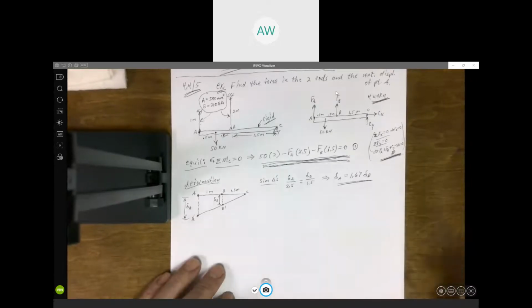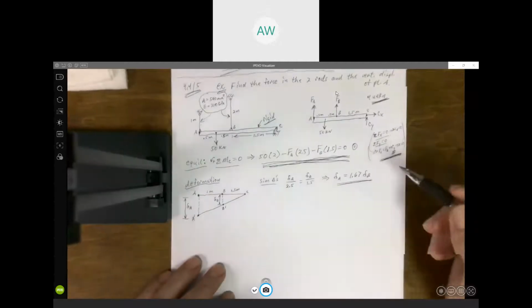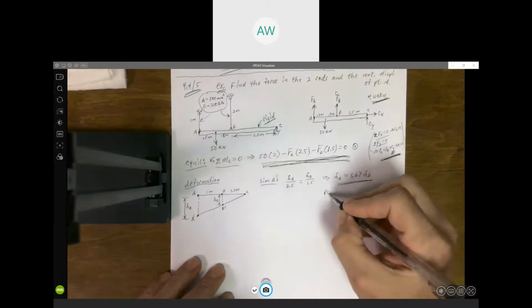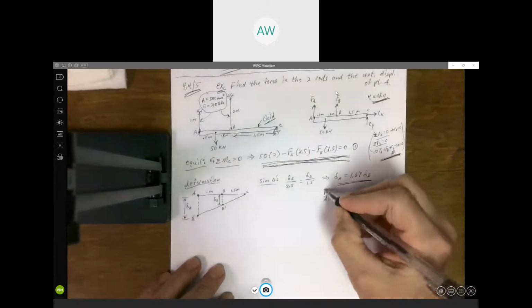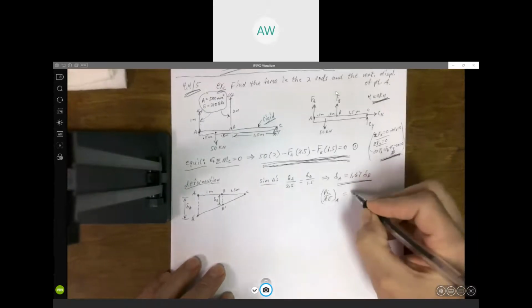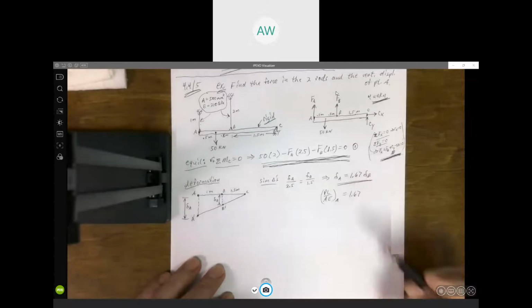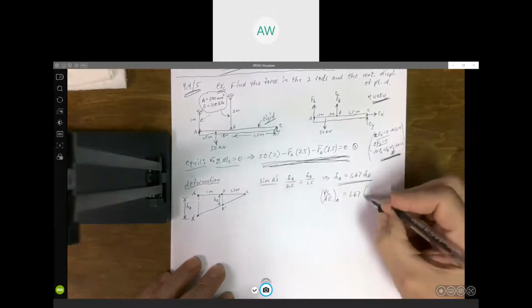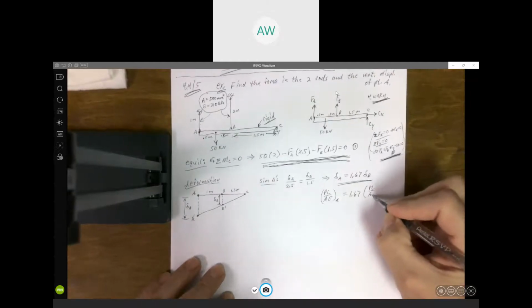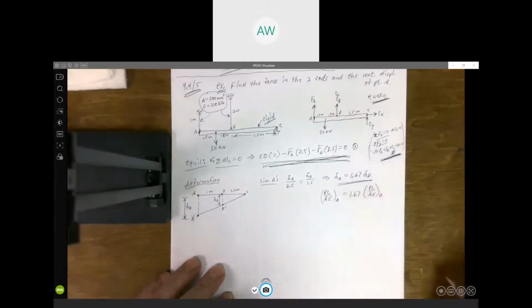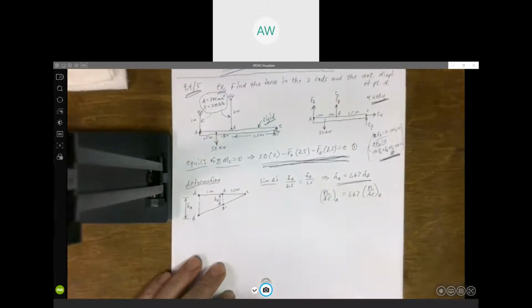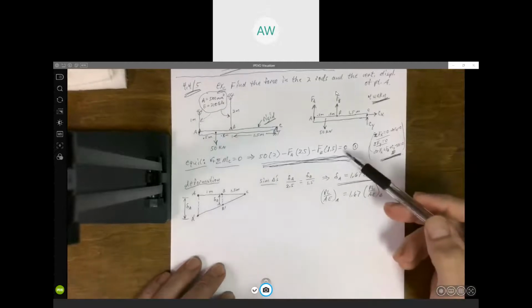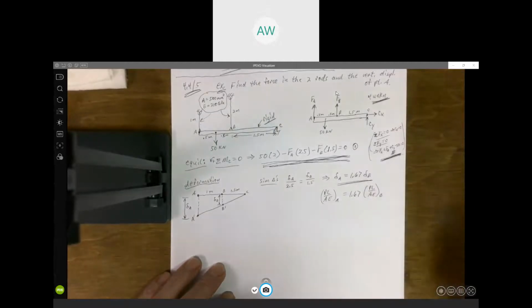B move down. Now, back to what I mentioned a minute ago, I know delta A, that is PL over AE, right, for rod A. And delta B is the distance that rod B stretches, which I know is PL over AE, right, for rod B. Right, this is where we're going to get the other equation that we need to go with the first equation, and we'll be able to solve.